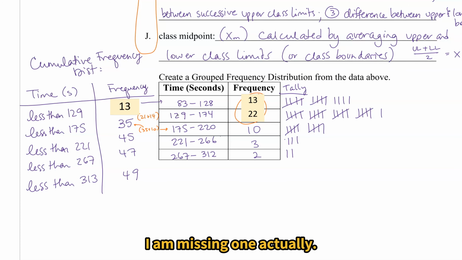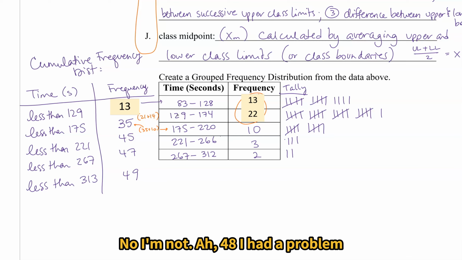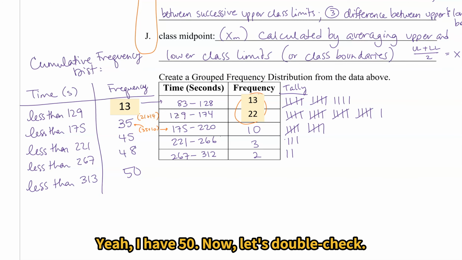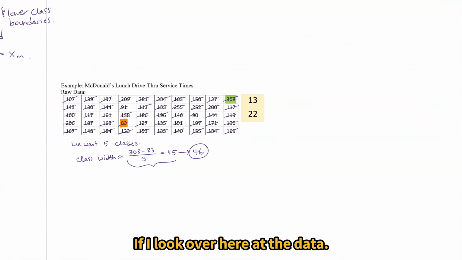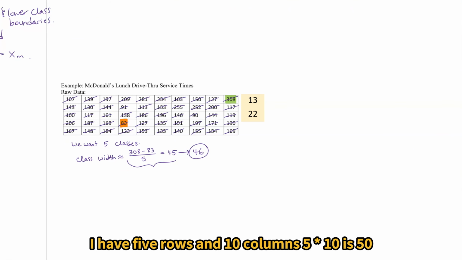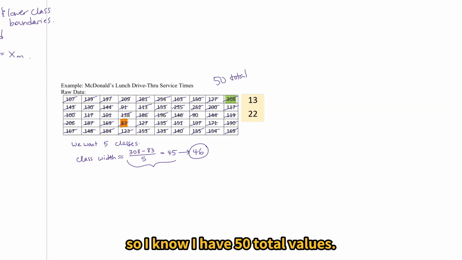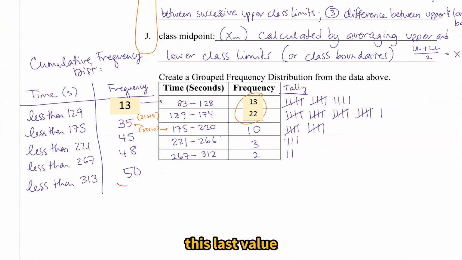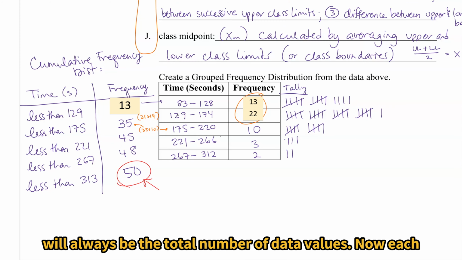I am missing one, actually. No, I'm not. 48. I had a problem adding. Yeah, 45 plus 3 is 48. 48 plus 2 is 50. Yeah, I have 50. Now let's double check. If I look over here at the data, I have 5 rows and 10 columns. 5 times 10 is 50. So I know I have 50 total values. And in a cumulative frequency distribution, this last value will always be the total number of data values.